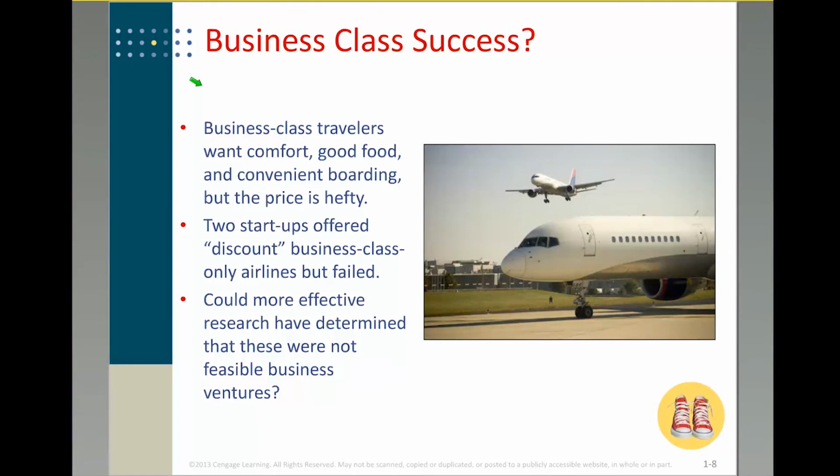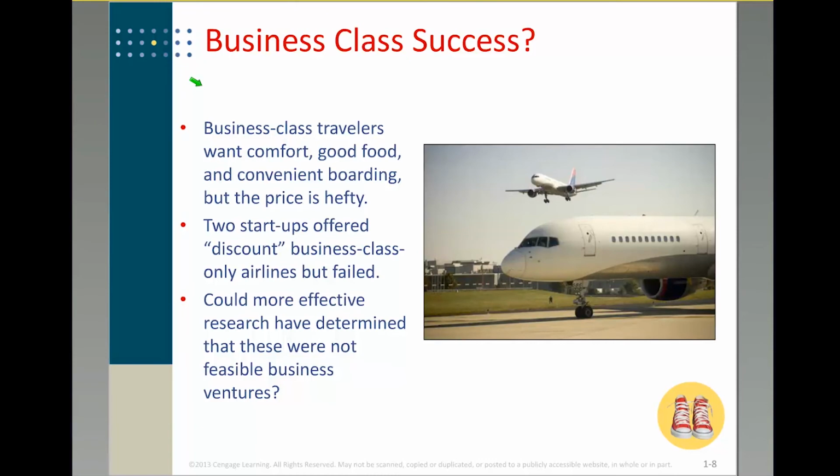But anyway, business class travelers definitely want comfort. They want good food and they want convenient boarding. They want a lot of privileges. However, they do pay a high price for such good service, right? On the other hand, economy class is cheap, but it's crowded. The food is not so good. I never heard people saying that food on an airline is great.